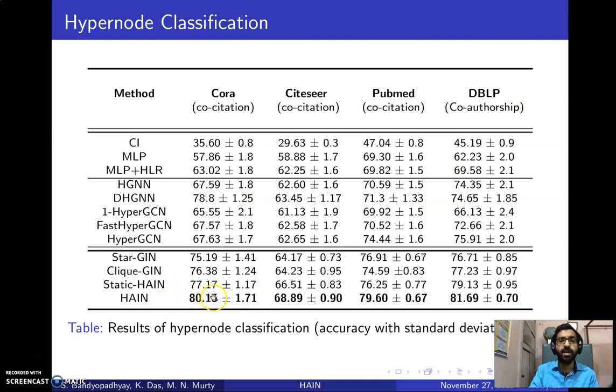As you can see, for all of these datasets, HAIN is able to achieve state-of-the-art performance, with the performance gap with respect to the best baseline algorithm being quite significant for some of them. We can also see that HAIN is able to outperform its model variants for all the datasets, which shows the importance of different components of HAIN.